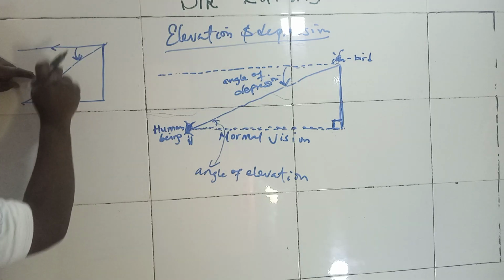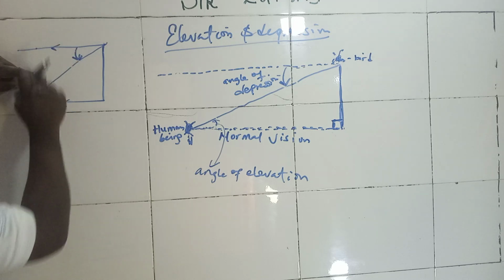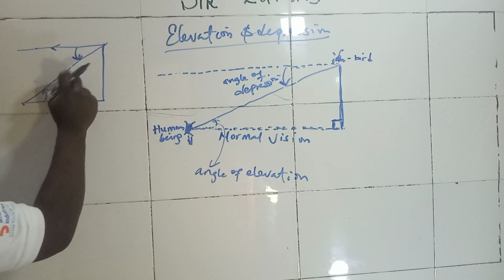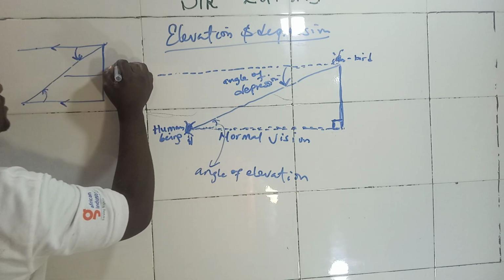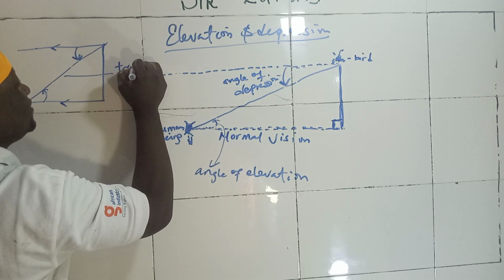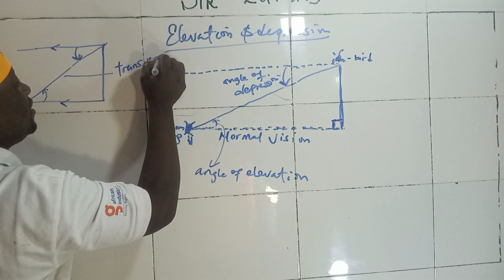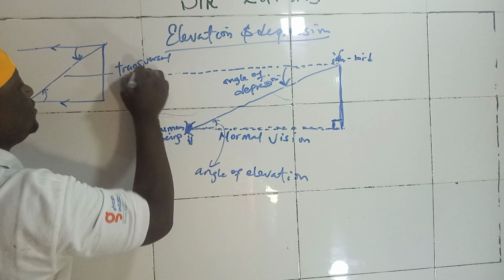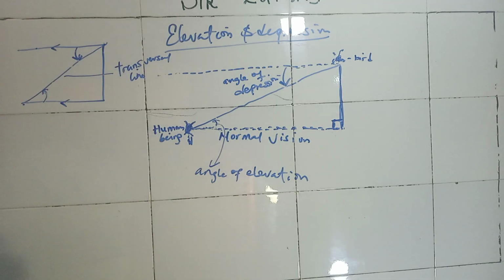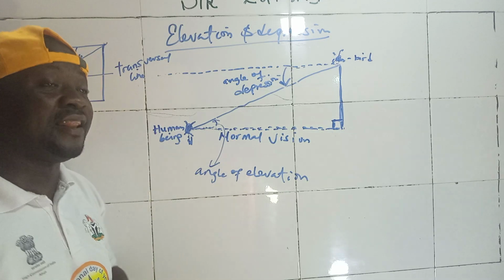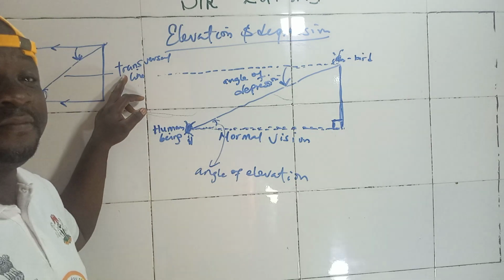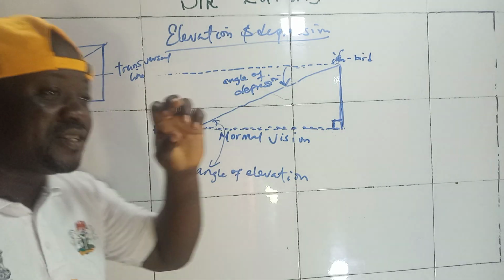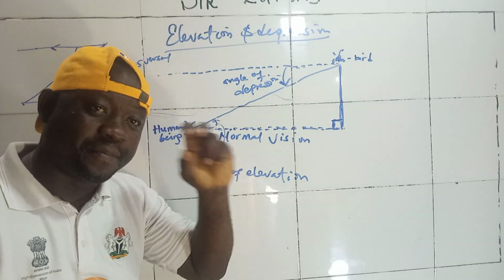We have this line running through these two parallel lines. This line is called the what? Transversal line. Go and watch my videos on lines, so you understand the meaning of transversal line. A transversal line causes three conditions to happen.